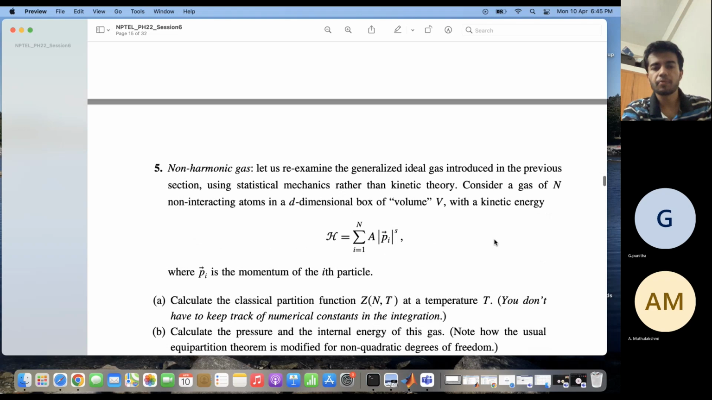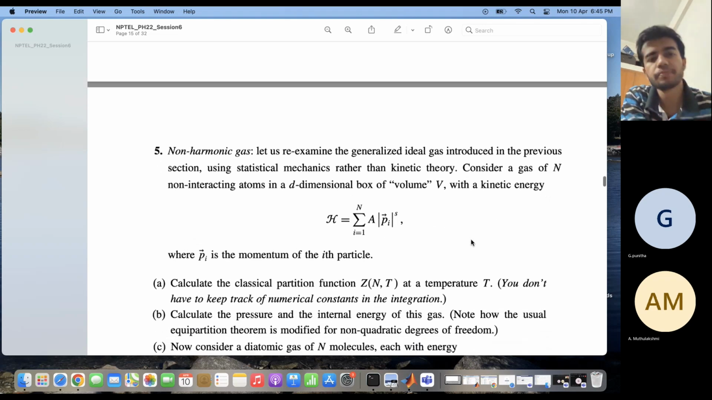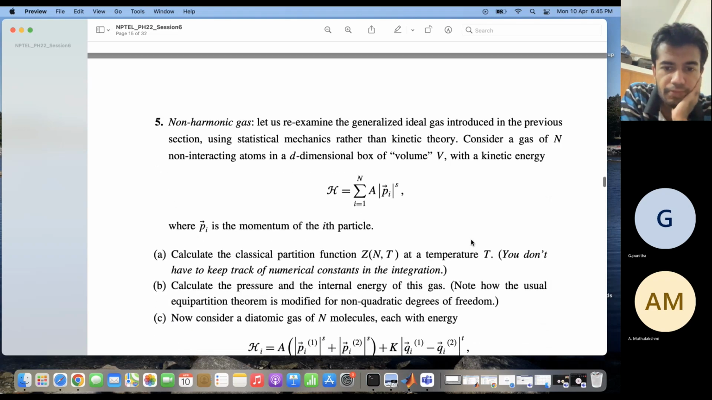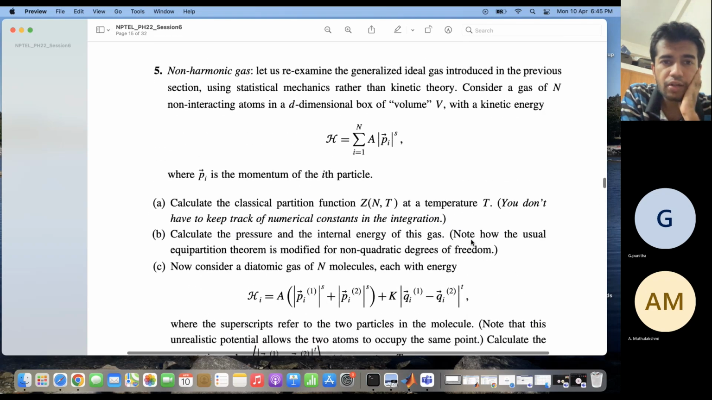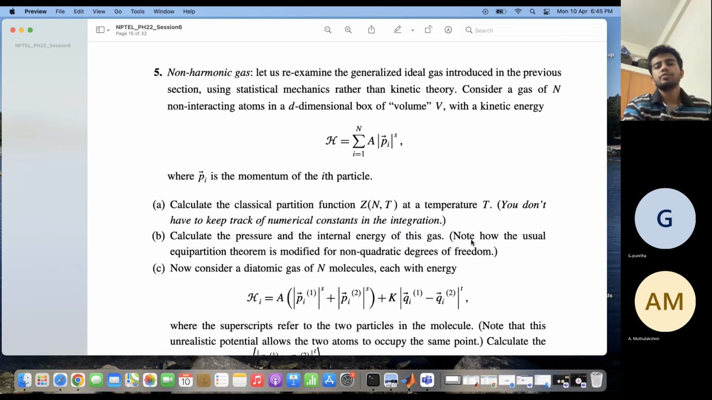So that solves the question about hard spheres in a box. The next system that we will look into is a non-harmonic gas. Earlier we had seen what a harmonic gas looks like, a gas kept in a harmonic potential, which had a form of P square by 2m plus m omega square q square by 2. Here we look at a non-harmonic gas, so it's like a general ideal gas, and we look at this using statistical mechanics instead of kinetic theory.